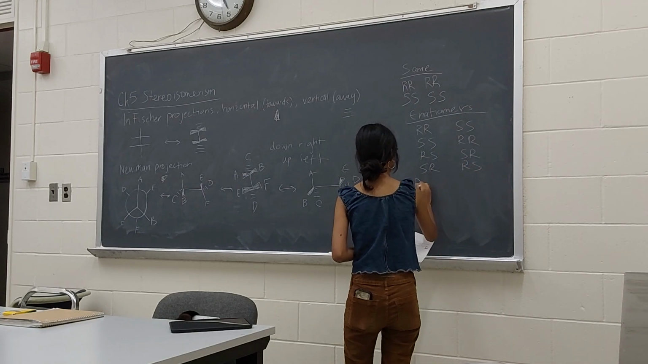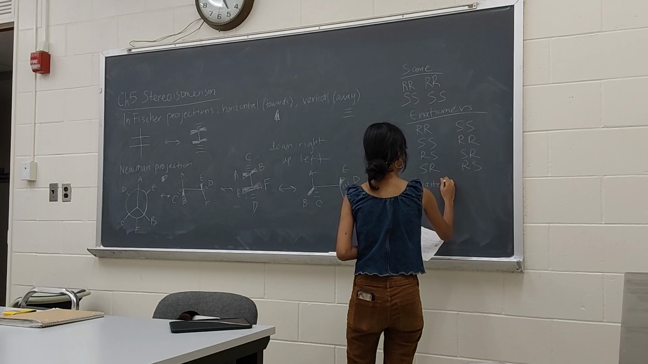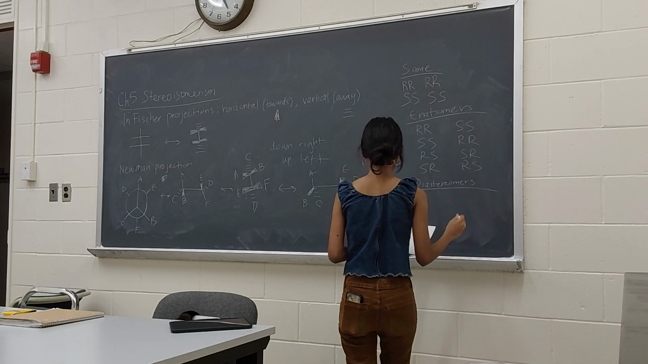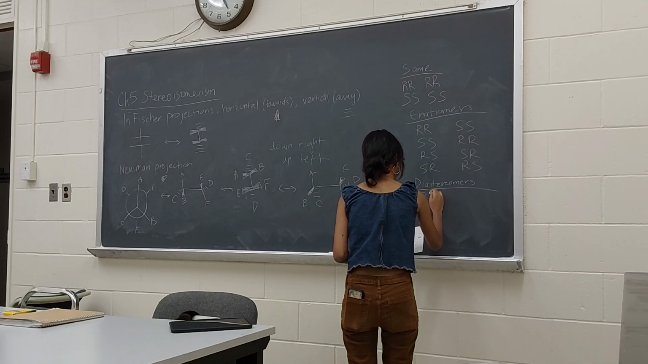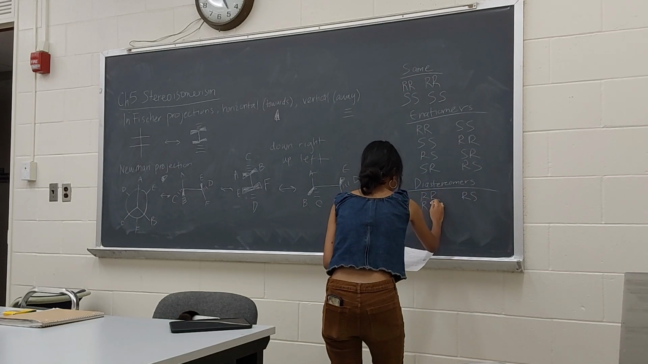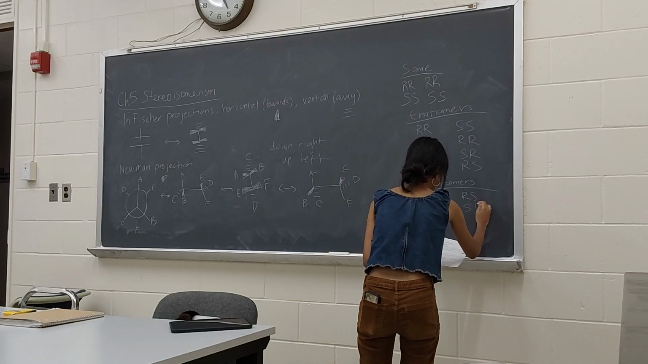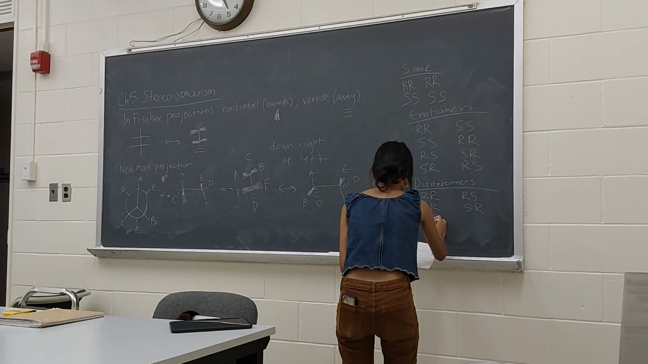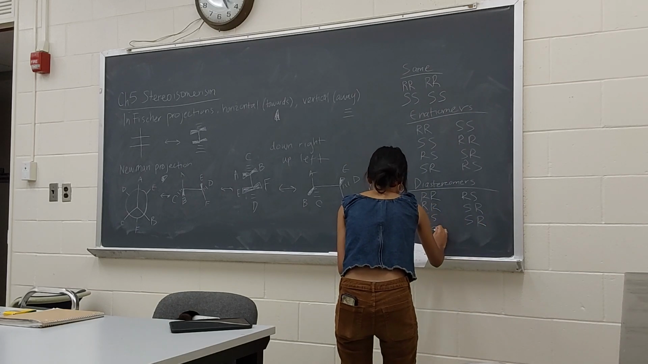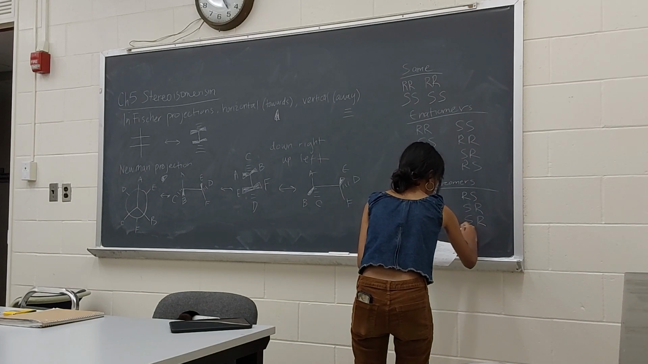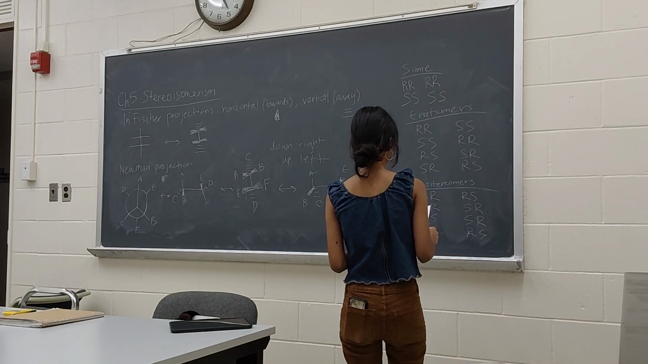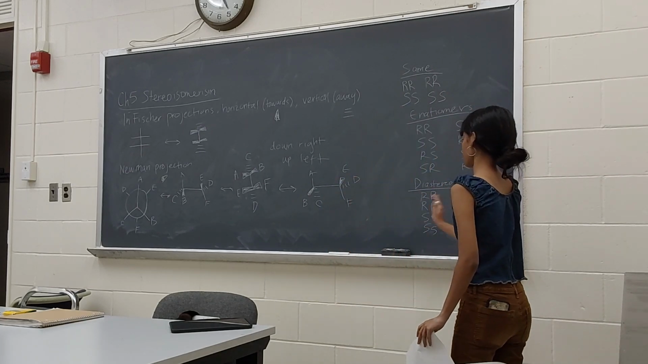And then for diastereomers, one is going to be different and one's going to be the same. So RR, RS; RR, SR; SS, SR; SS, RS. And then you can just flip these.